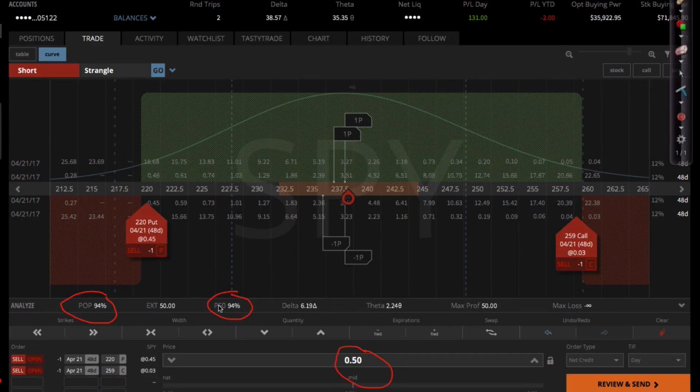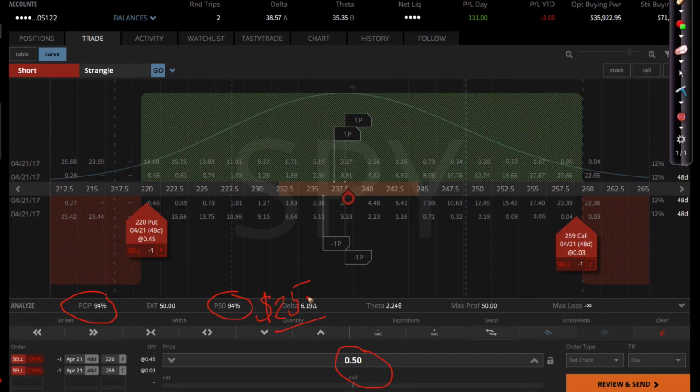There we go. This P50 is the probability that I will make 50% on my trade. In other words, I'm selling this for 50 cents. Maximum amount of money I can make when I sell an option is the price that I sell it for. So maximum I can make is 50 cents. This is the probability of me making half that. So it's the probability of me making 25 cents, or because it's 100 shares, $25 on this trade. This is a 94% probability of me making $25.